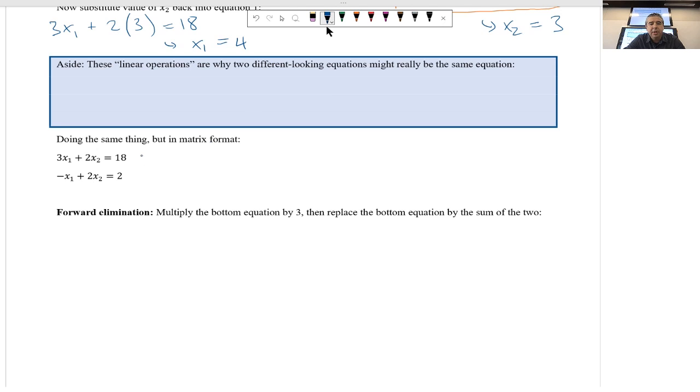So the first step here is to take my 2 by 2 equation and put it into matrix format. So my matrix format, remember I have x1 and x2 coefficients on the columns, and the first equation and second equation on the rows. So my coefficient of x1 in the first equation is 3. My coefficient of x2 in the first equation is 2. So that's the first row. Then second row is minus 1, 2.